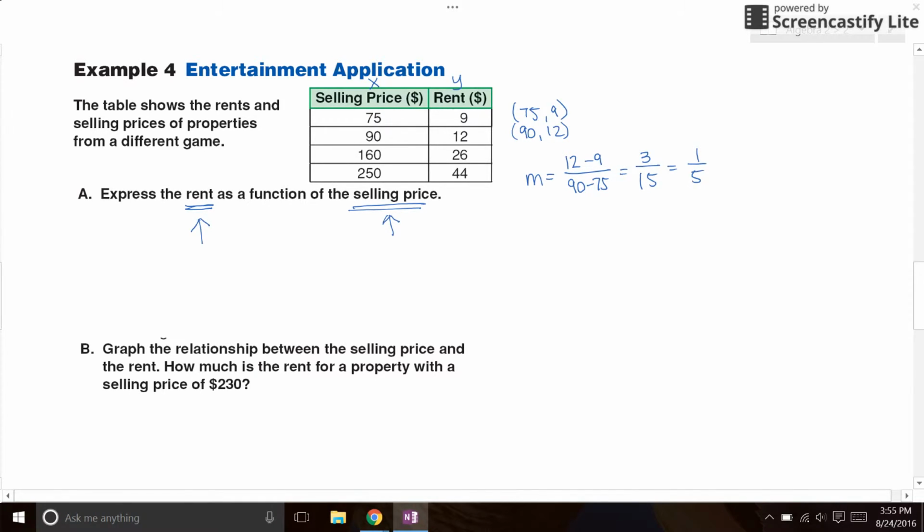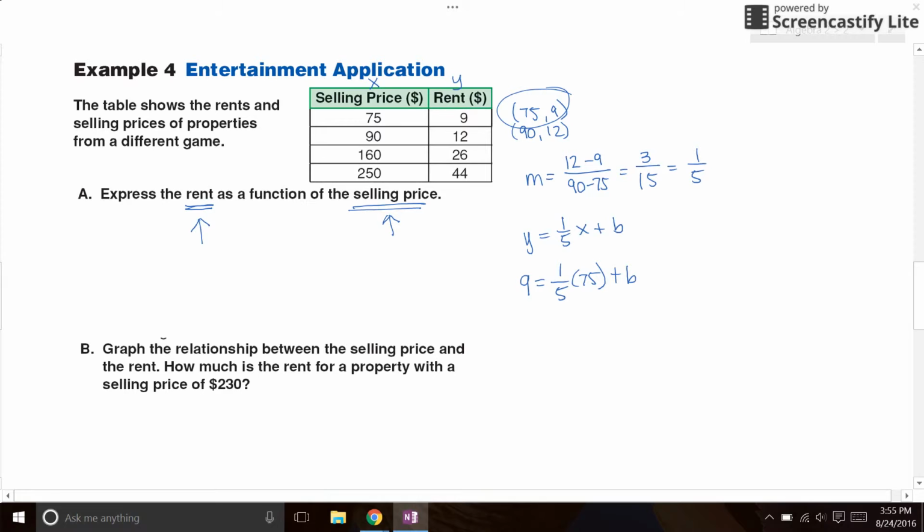So there's my slope. So now my equation becomes y equals 1/5 x plus b. And now I would really like to find out what that b is. Well, I can pick any one of these points that I made. I'll pick the first one again. So the y value is 9 and the x value is 75. So 9 is equal to 1/5 of 75 plus b.